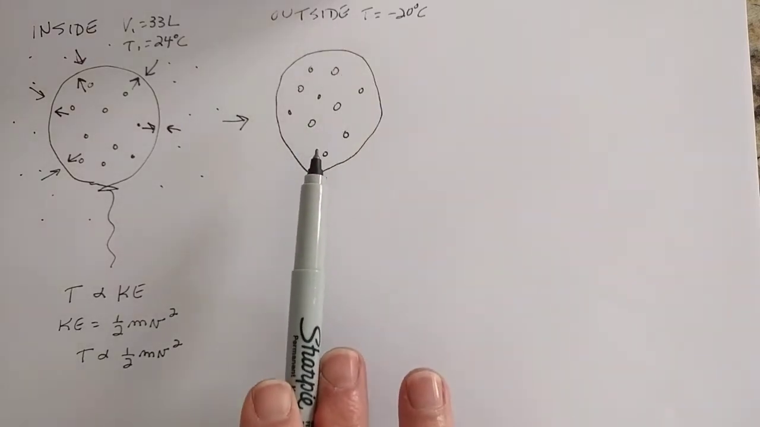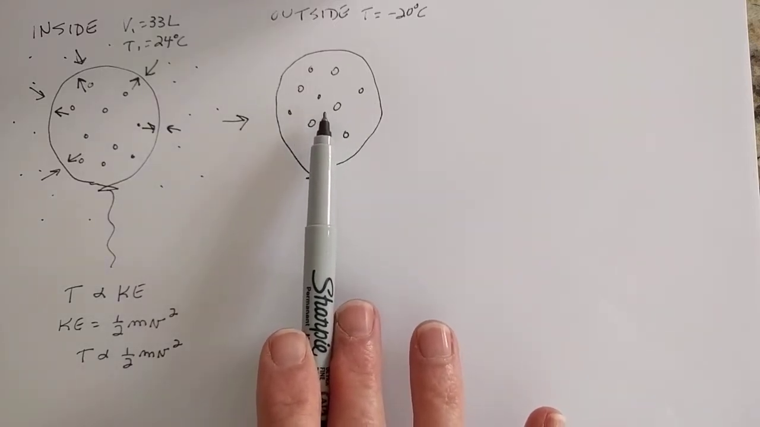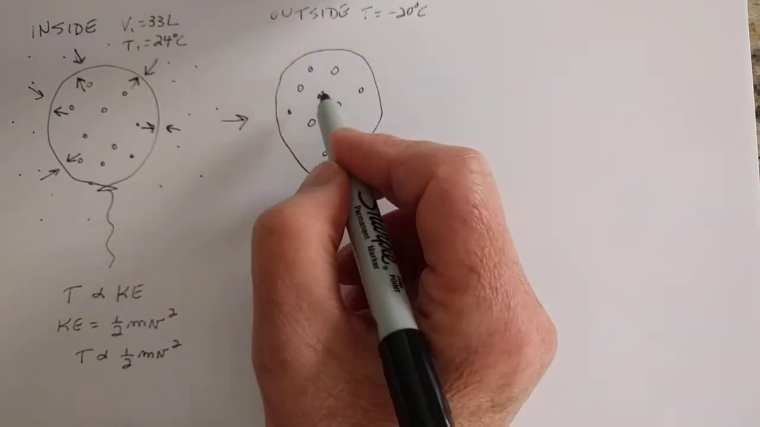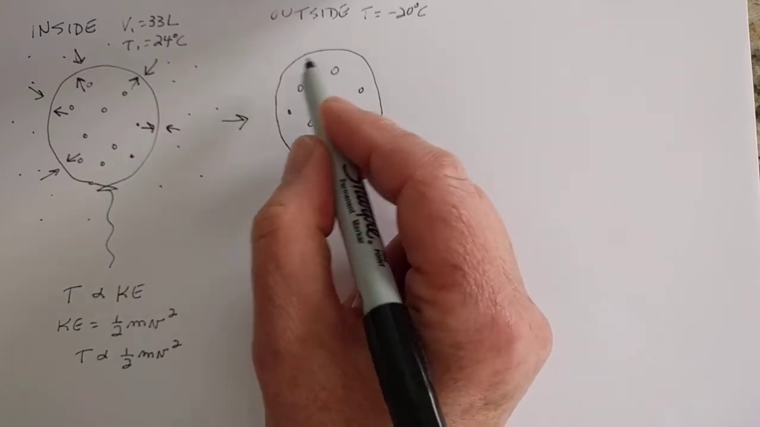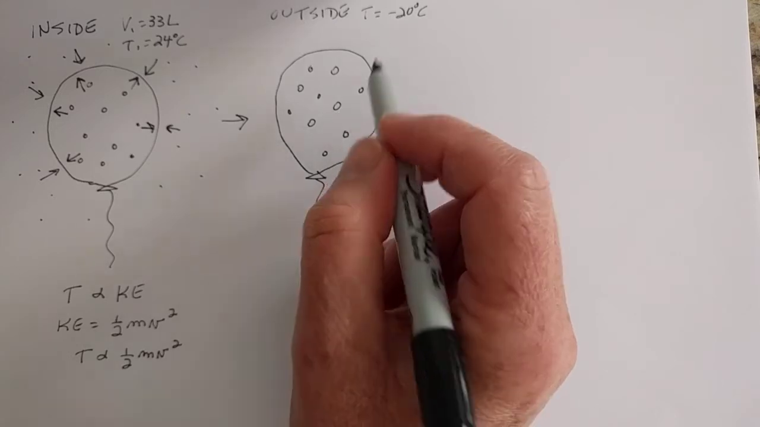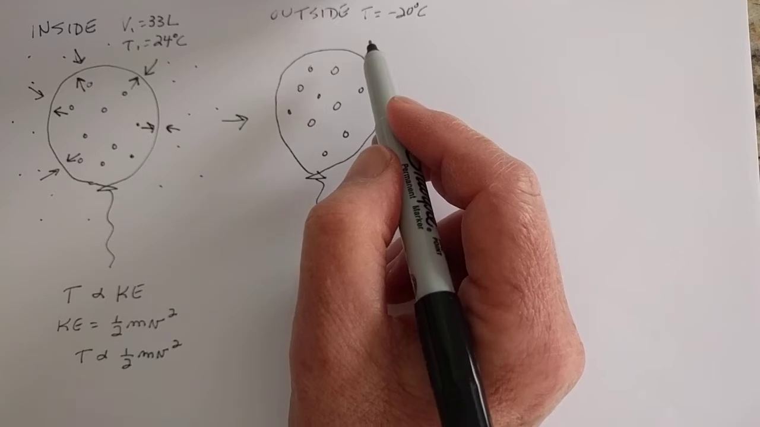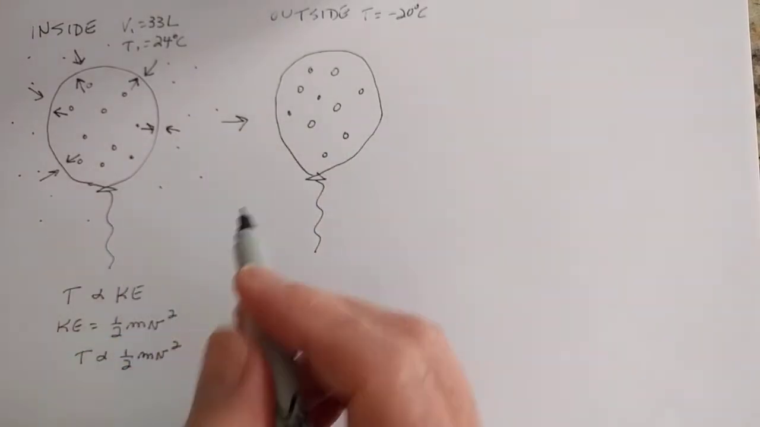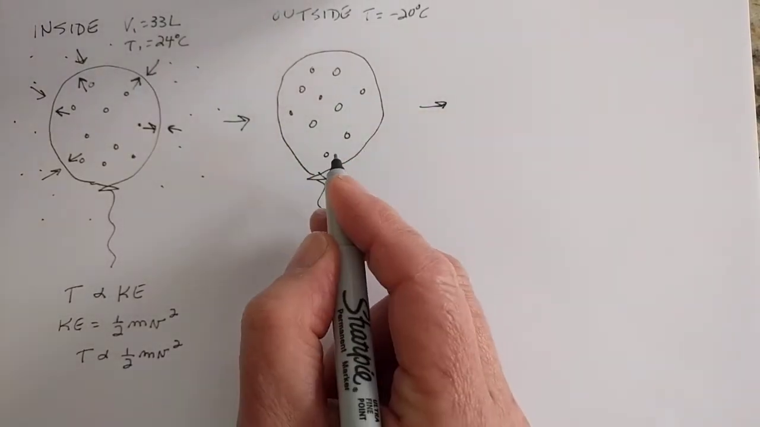Because our temperature goes down, the particles are at a lower temperature, they travel more slowly. So they start hitting the sides of the balloon less frequently. So the pressure inside the balloon goes down. The pressure outside stays the same. So that means the pressure outside is going to push our balloon and make it smaller. So that'll be our next step. Well, let's write down what happens here.